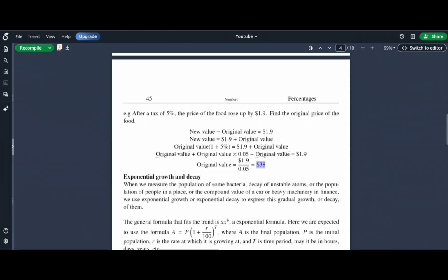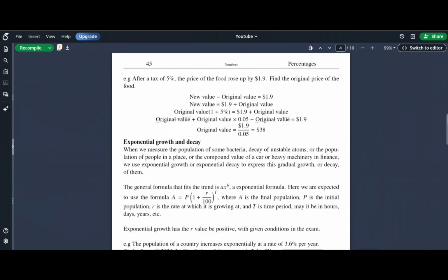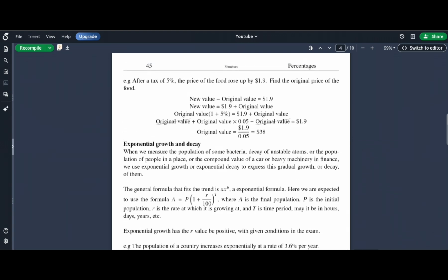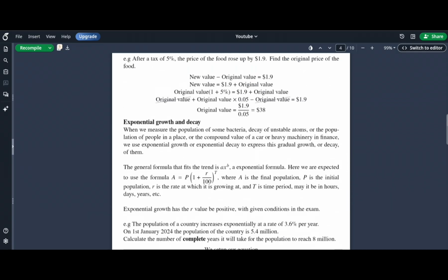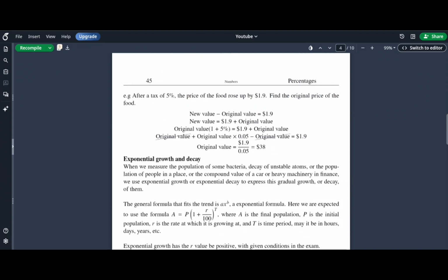Ta-da! We found the difference in the price. I hope you guys can understand. If you want, I can give you a different example to visualize, to better concretize this example.